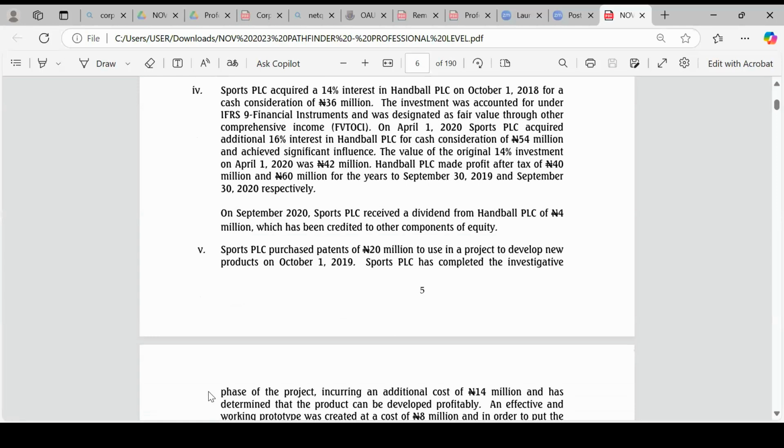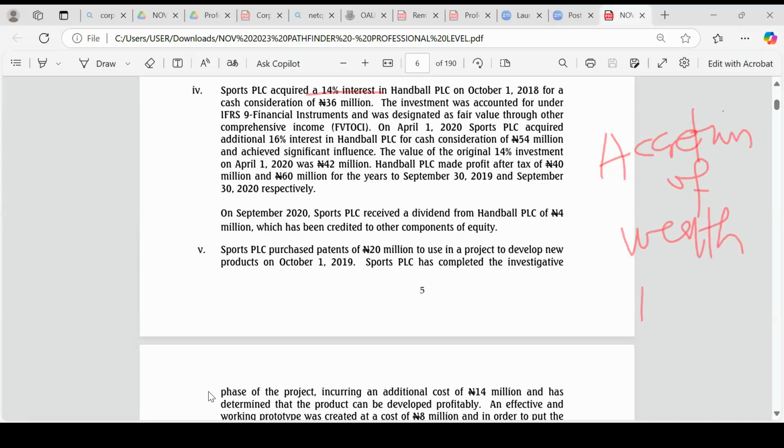Let's move on. Sport PLC acquired a 14% interest in Handball PLC on October 1, 2018 for a cash consideration of 36 million. Now, this is a simple investment. Why? Because the investment is 14%. Remember that I made mention of Handball, that they didn't mention it in the opening statement of this question. Now they are telling us about it. So they made a 14% interest investment. This equity we will regard as accretion of wealth.